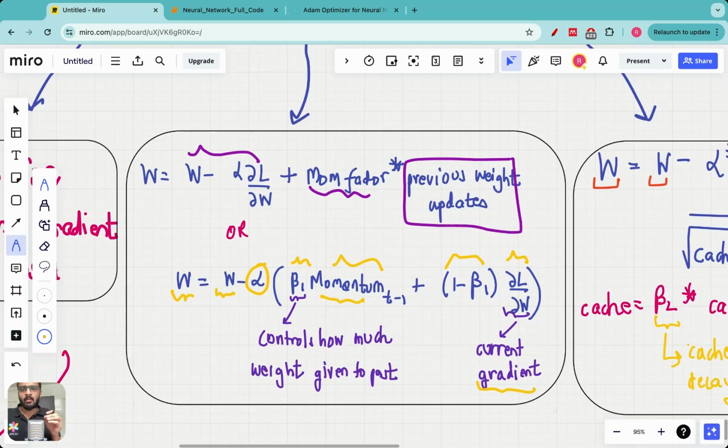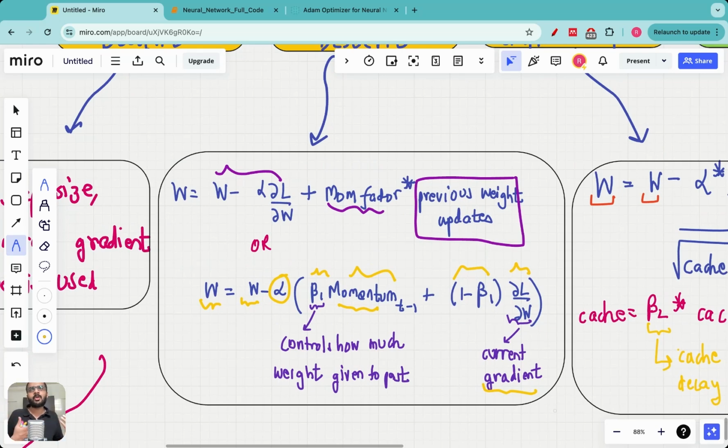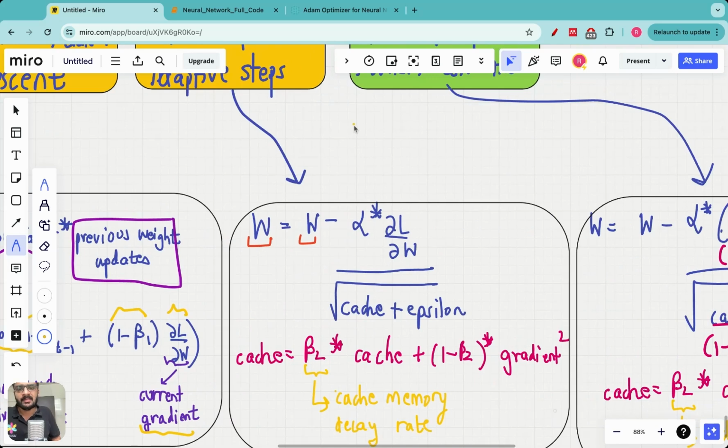But still, when momentum was discovered, people later thought, why is this alpha common across all the parameters? Why are we using a shared alpha? This is a problem, right? Because let's say the loss function looks something like this. So let's say I have two weights, w1 and w2, and this is the loss function. Look at this loss function carefully. Changes in w1 will not affect this loss function too much because it's divided by 100, but changes in w2 will have 100 times more impact on the loss function.